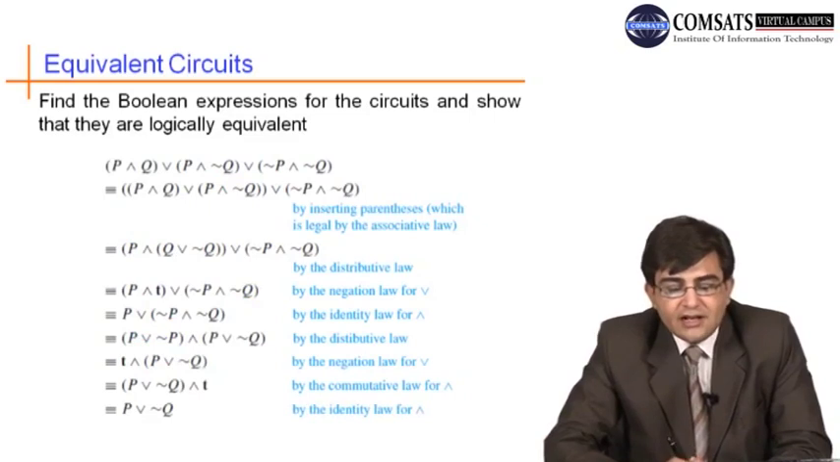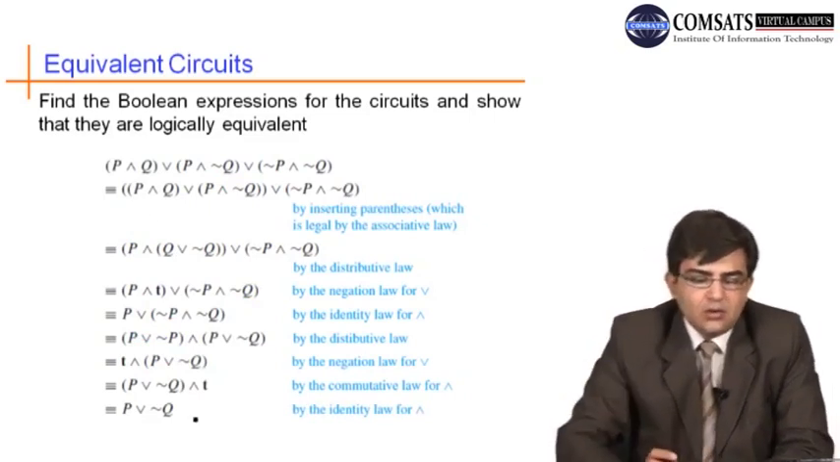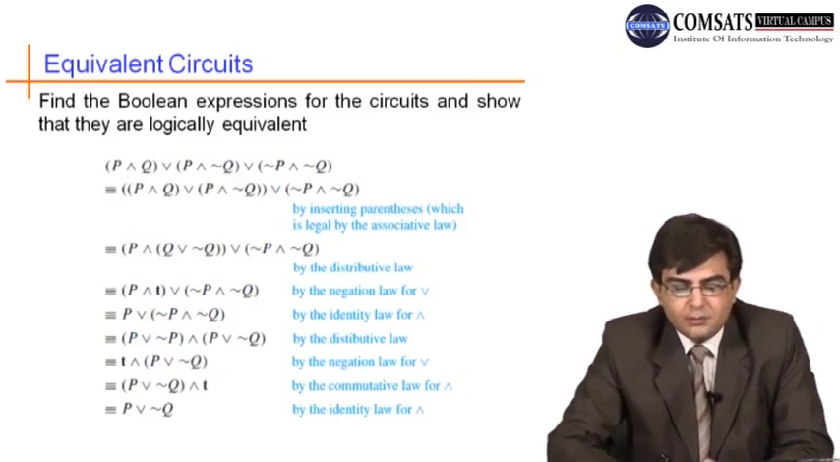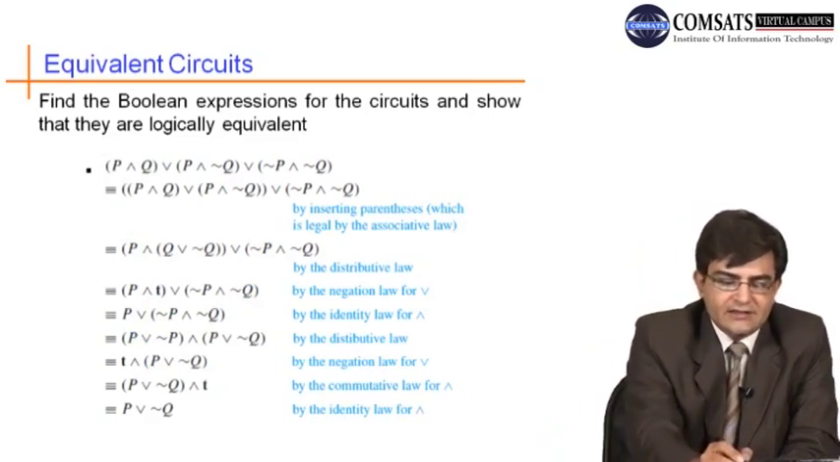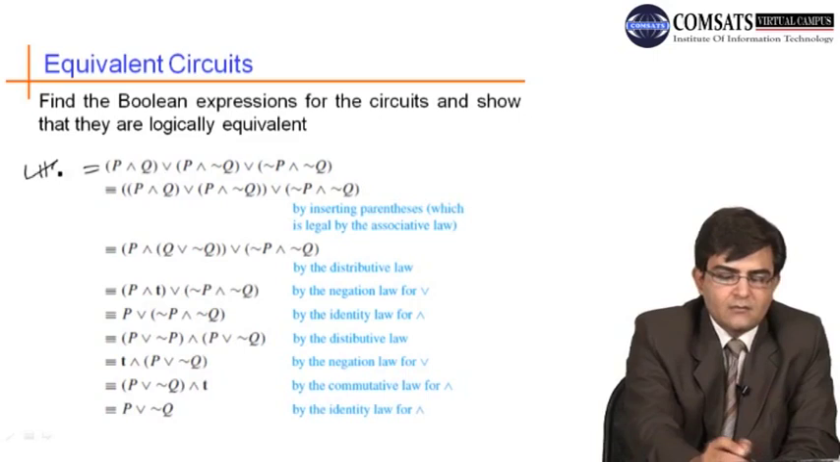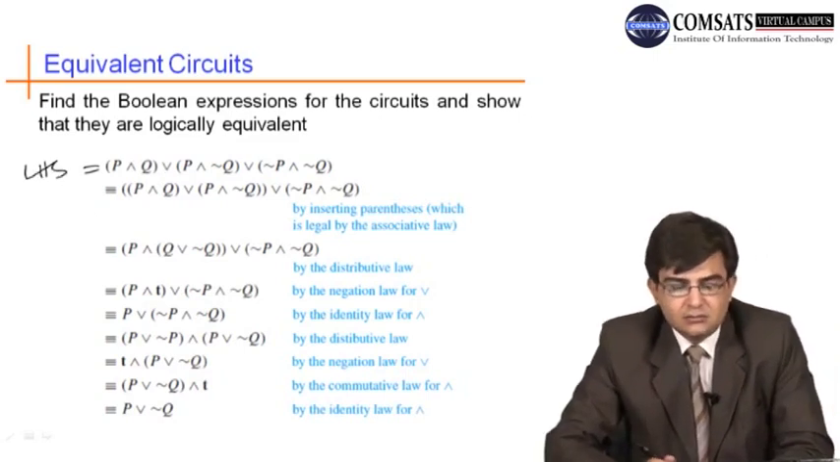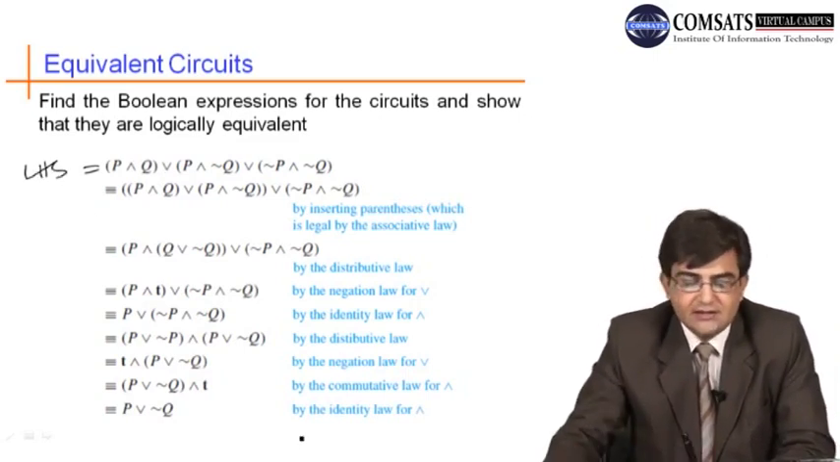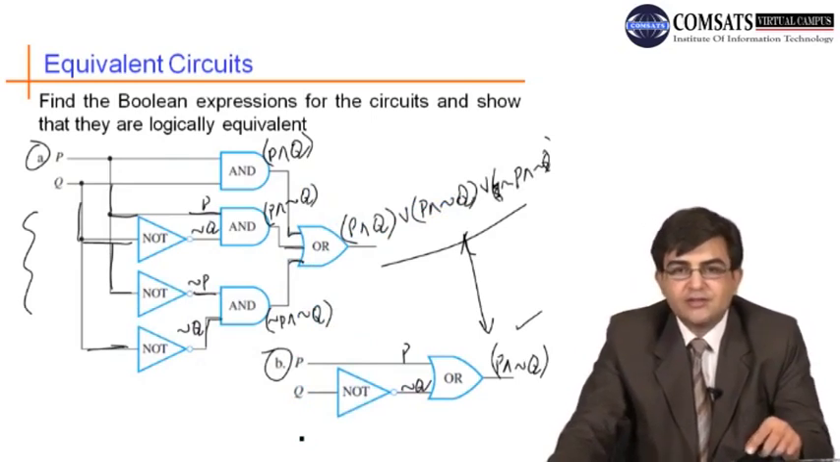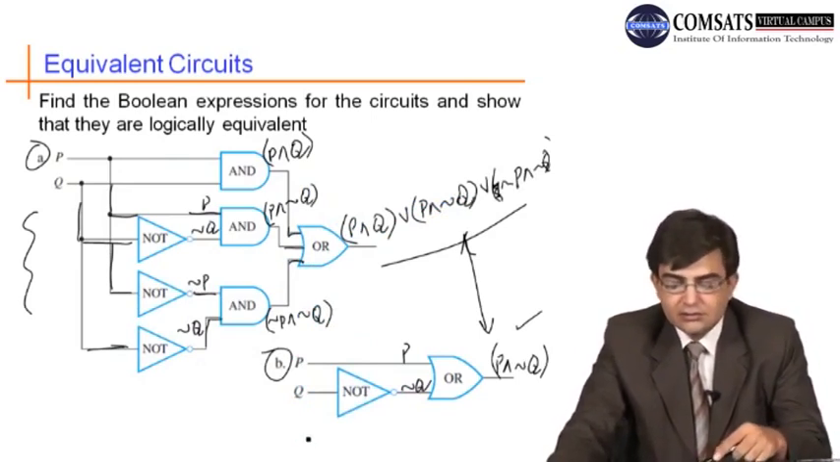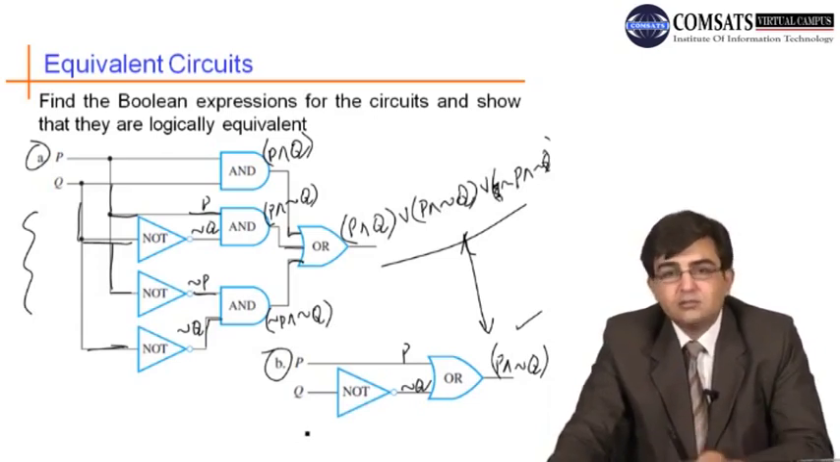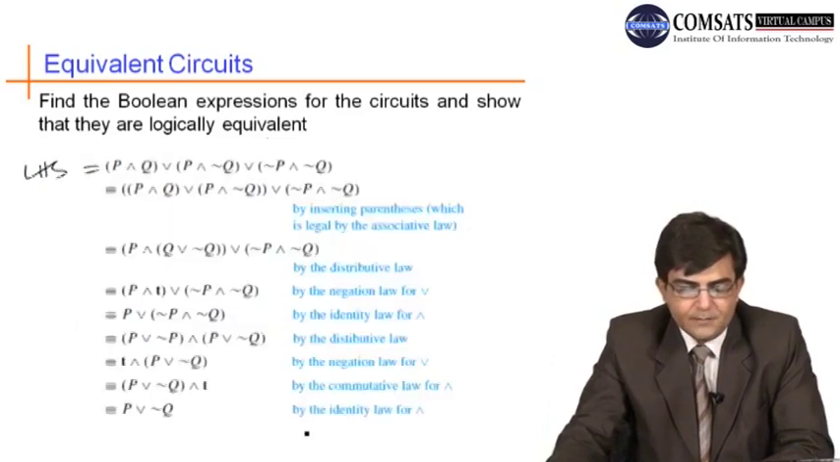Here we consider the left hand side: (P and Q) or (P and not Q) or (not P and not Q). This is the Boolean expression corresponding to circuit A, and we shall prove it equivalent to the Boolean expression of circuit B.